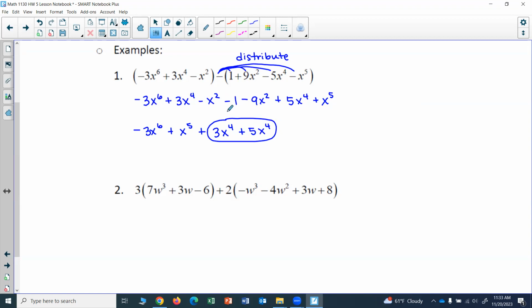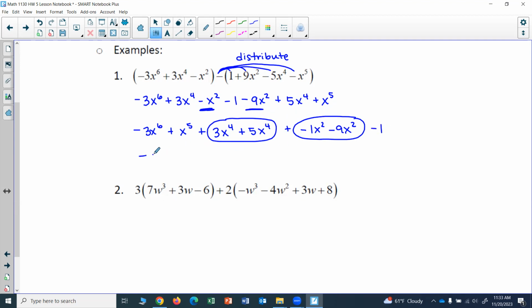Now I'll do my x squared. So I'll write this as plus negative 1x squared. I'm getting that from right here. The negative x squared, I'm writing it as negative 1x squared. And then I have minus 9x squared. Those are like terms that will combine. And I look for any constants now. The only constant that I see is this minus 1.